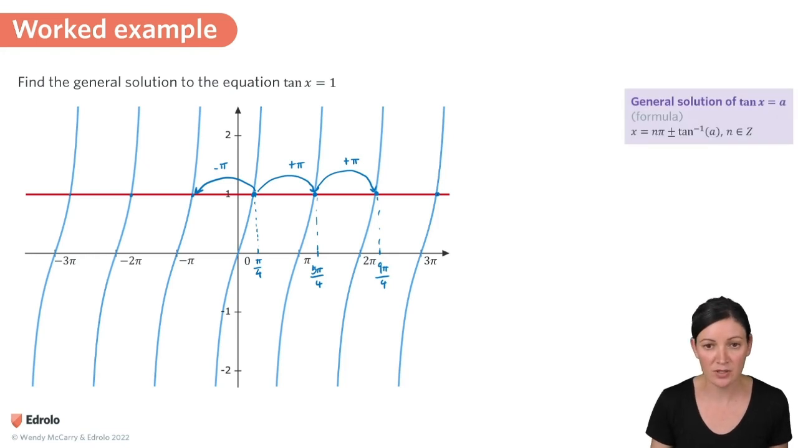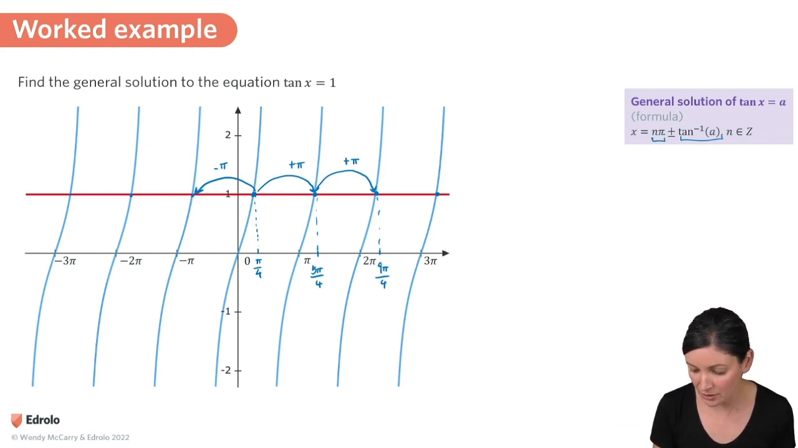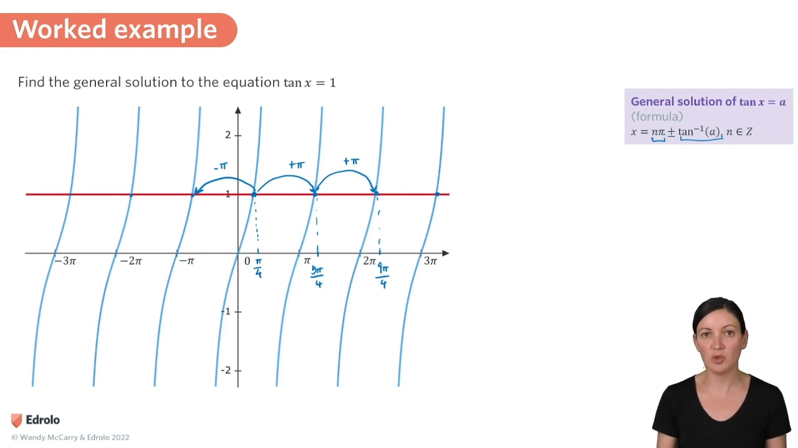So the general solution of tan of x is equal to some value a is that x is equal to n times pi plus or minus, and then this is your reference angle there, okay? The inverse tan of a. That's where we had our pi on 4. Now what this part here means is that I'm letting n be any integer value, okay?